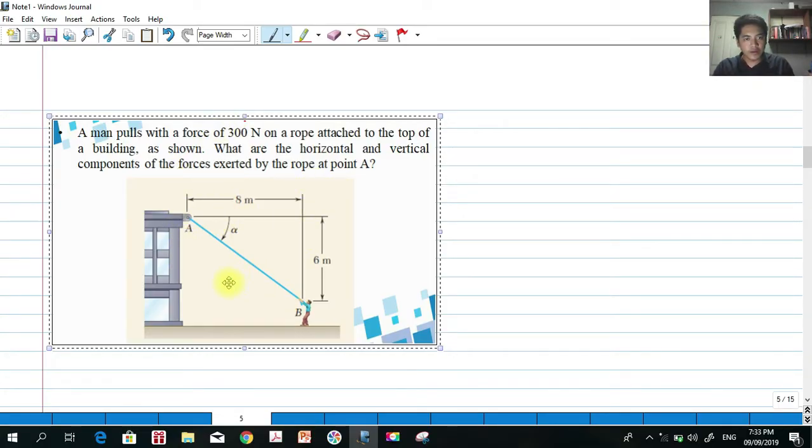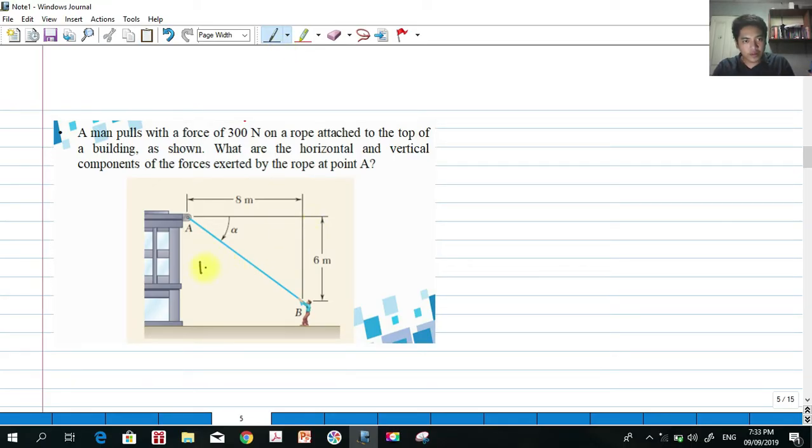Of course, according to our given, the force that the man is exerting on the rope is 300 newtons. That's the magnitude of the force, no doubt. So we are to find the Fx and the Fy here, the vector components. The problem is we don't have any angle, and we have here the alpha, but we know that the horizontal distance is 8 meters from the man and the vertical distance from this point A is 6 meters. So, if I'm going to get the angle alpha, I'm going to have a tangent function here.